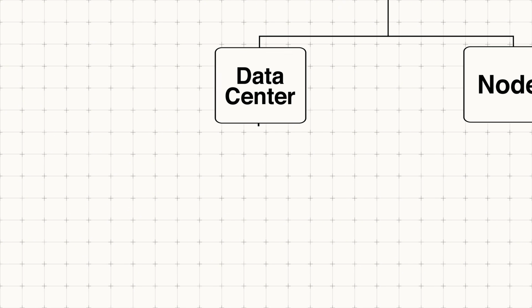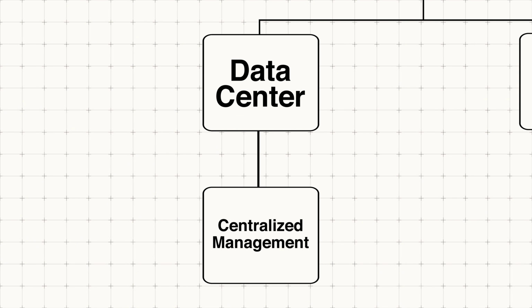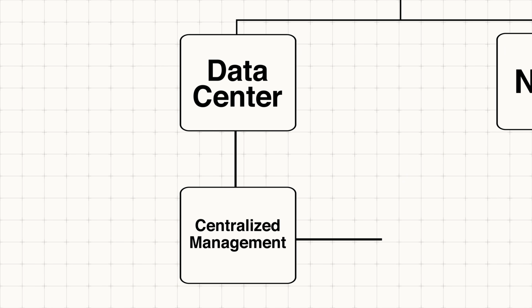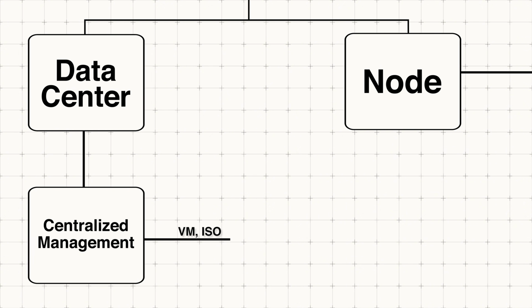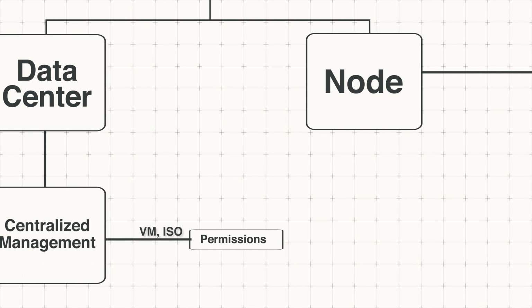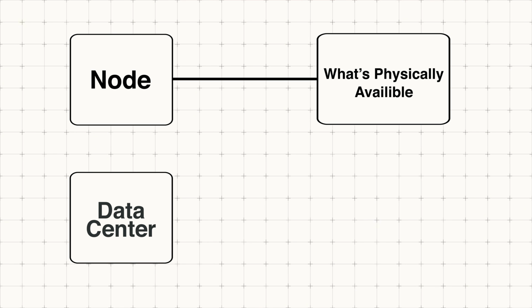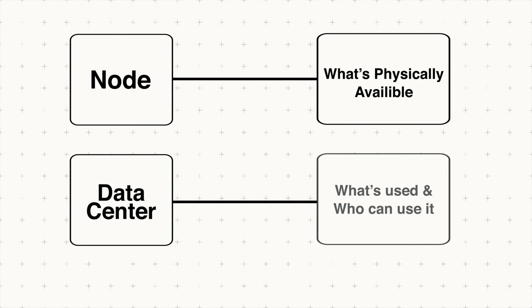The data center level is for centralized management. It is where you will map existing storage and define what the storage is going to be used for. So VM, ISO, or backup. You can also set permission, and this is also where you will mark whether or not you want that storage to be shared or you want it to be node specific. So you don't really create storage at the data center level, you just reference what has already been created at the node level. So think of it this way, the node level is what's physically available, and the data center level is what's used and who can use that.